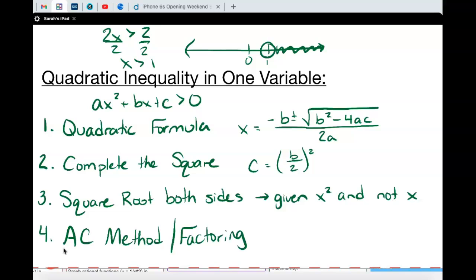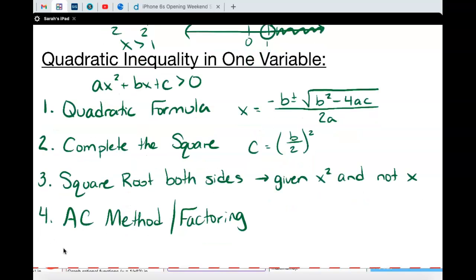So technically AC method factoring should be the easiest way to solve a quadratic. We use factoring a lot. If you can do it like this, it's like 3 steps and you're done. Quadratic formula is like 5 steps. Completing the square is probably like 7 steps. Square rooting is like 2 steps, but it's not always like that. So we're going to use these methods to solve the quadratic.